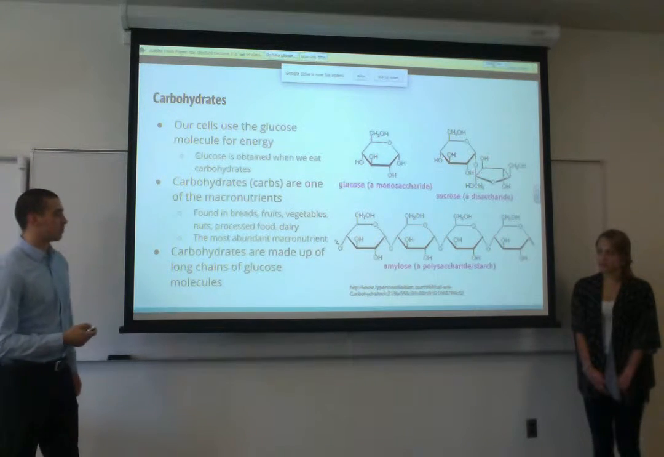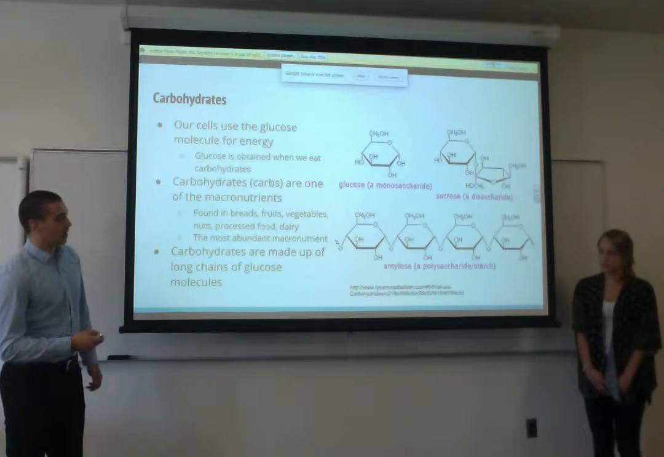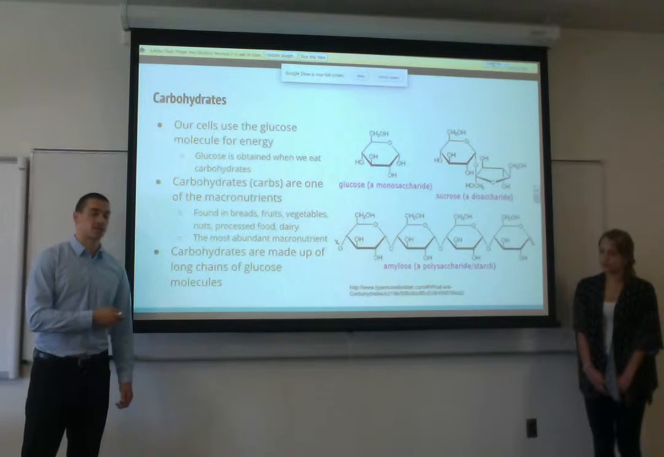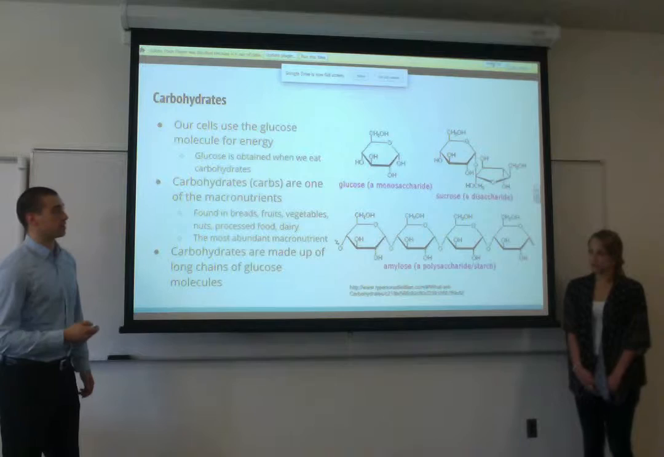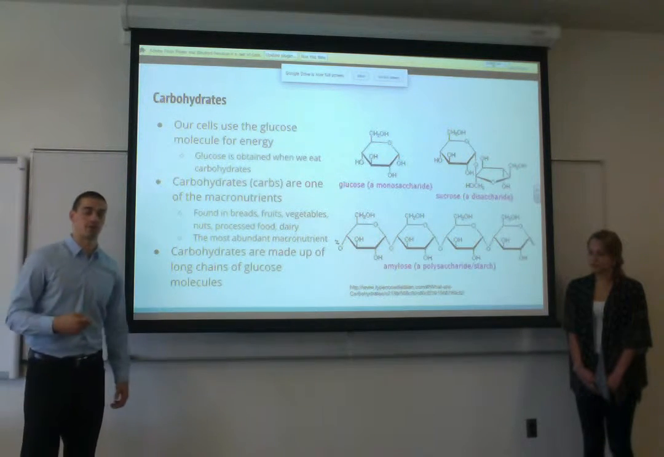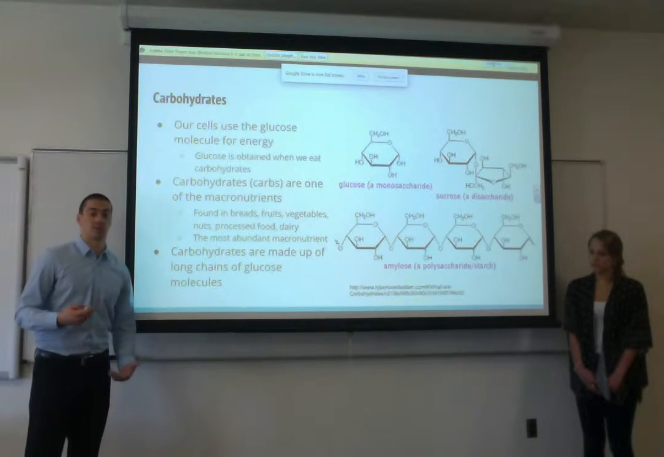Like I said, it's the most abundant macronutrient. And carbohydrates are made up of long chains of glucose, as you can see here. So when we ingest carbohydrates, our body begins to break them down with the saliva in our mouth, right down through our intestines, to try and break it down to a simple sugar like glucose, which is what we absorb into our bloodstream, we absorb into our cells, and what our cells use to function.